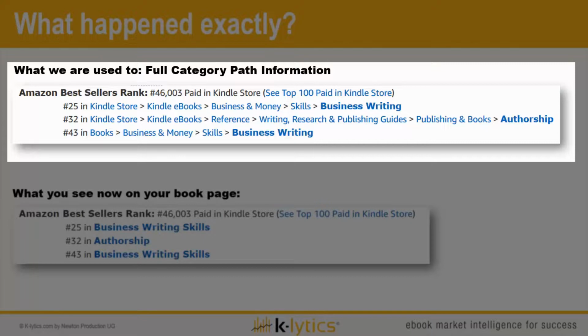Now, a book can be listed in more than 2 or 3 categories, in fact up to 10, but it will show those 3 categories where the book achieves the best ranking, if it's in more than 3 categories. And you used to have this full information: it's listed here as an ebook in the Kindle Store, Kindle eBooks, Business and Money, Skills, Business Writing, as an example, and it's also listed in paperbacks, Books, Business and Money, Skills, Business Writing.